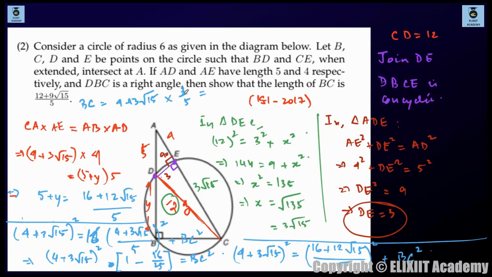That's all. So just simply multiply next. So this is 12 plus 9 root 15, and that's what they have asked to prove. 12 plus 9 root 15 divided by 5. The entire thing is calculation based. Chalo. Nice question, right? Very nice question.